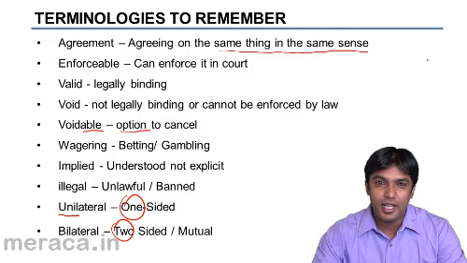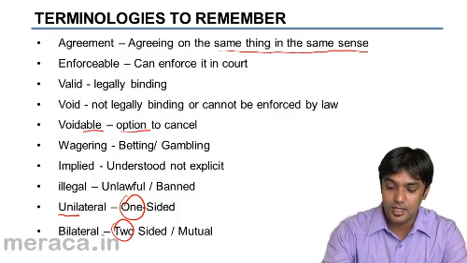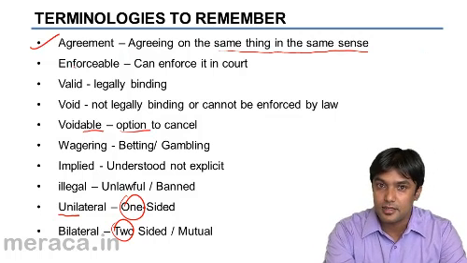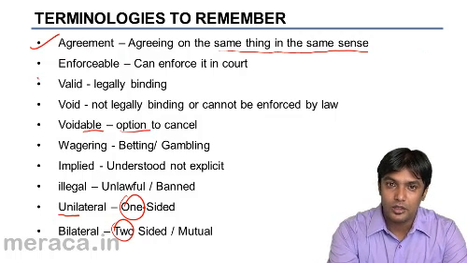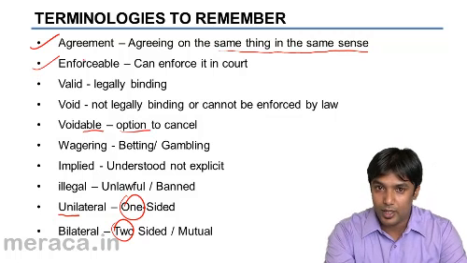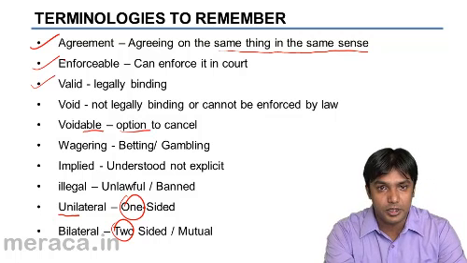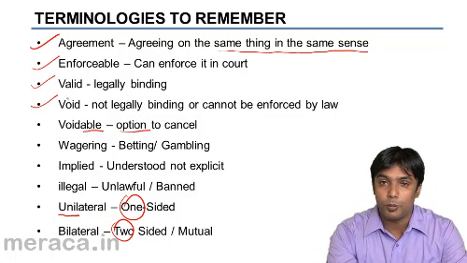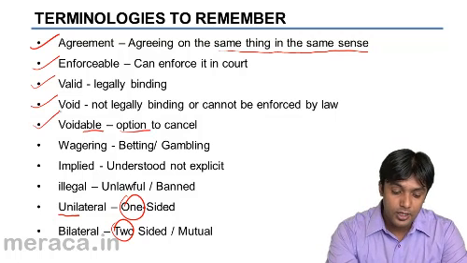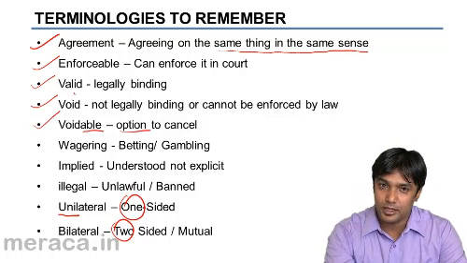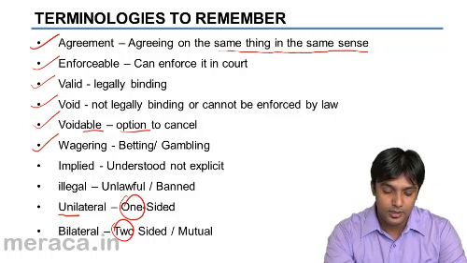Let's have a quick recap of what we've learned in this slide. Agreement is same thing, same sense. Enforceable is that which you can take in the court. Valid, something that is correct, it's legally binding, you have to do it. Void is the opposite of valid, which is not legally binding. Voidable is at your option, you can make it void. Wagering is betting or gambling.